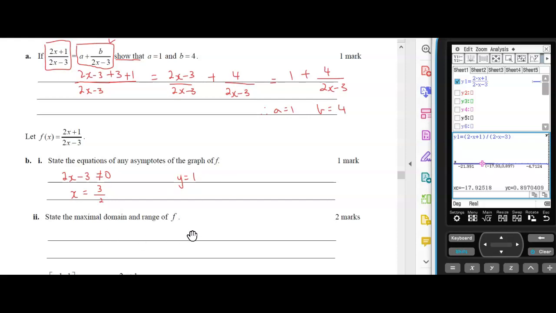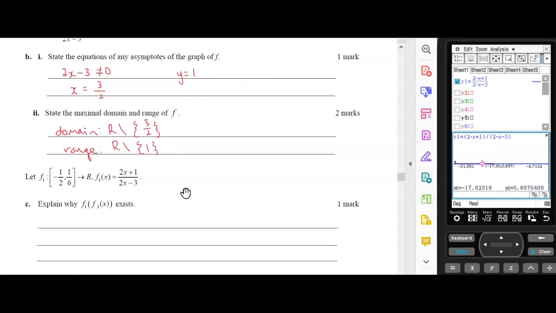Okay, so state the maximal domain and range of f. So your domain, all right, so that's the restriction on your x values. So it can be any real value excluding x equals 3 on 2. And your range is also any real value excluding 1.